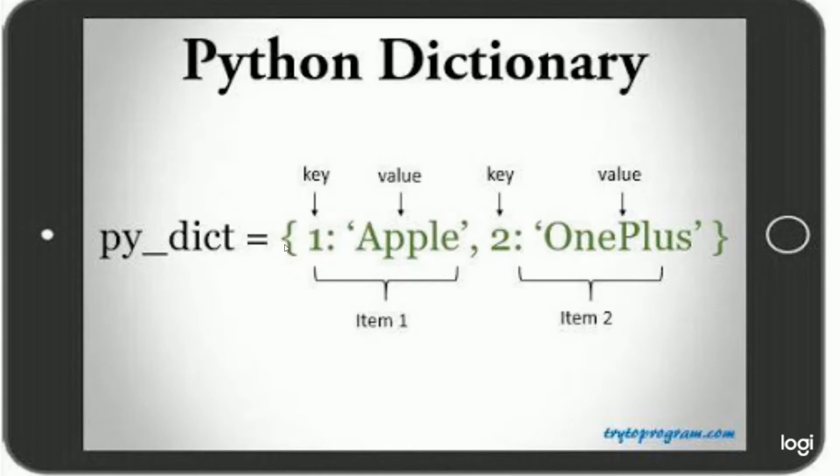But we don't have square brackets like a list. We have these curly brackets. And what this dictionary is responsible for is key and value pairs. So over here we have the number 1 and we're assigning it the value apple, and then we have another key called 2 and we're assigning it the value plus.